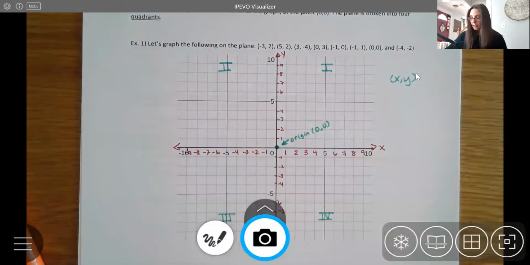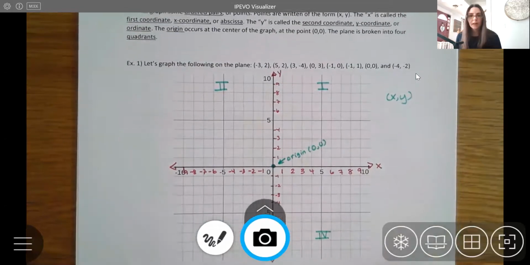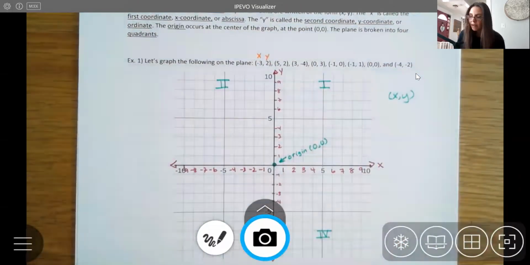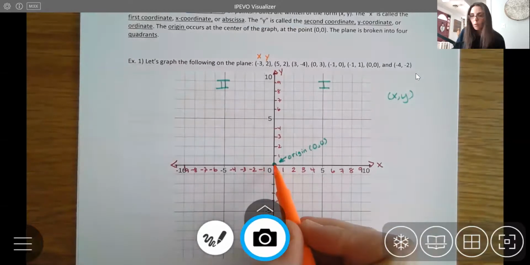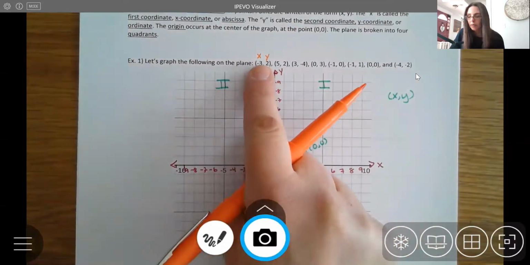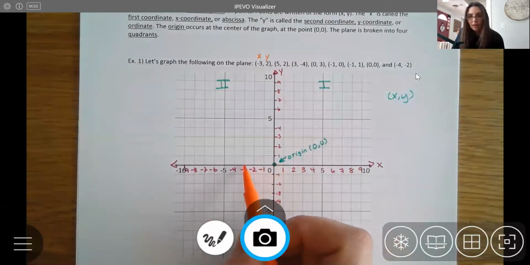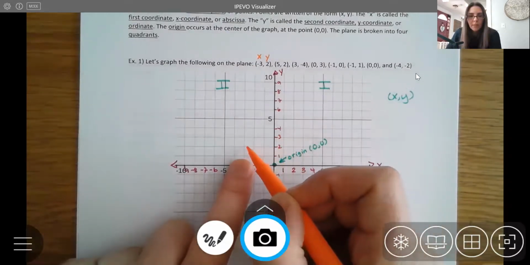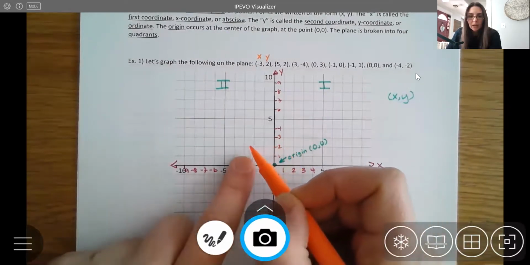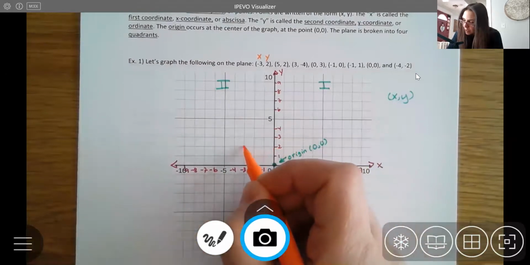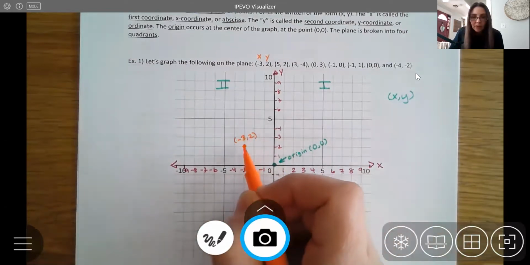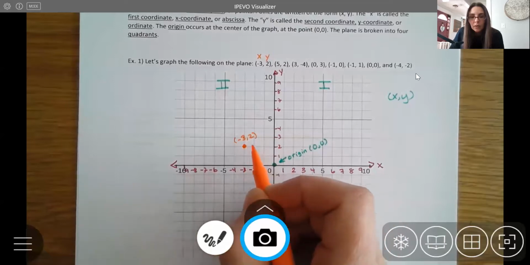All right, let's practice with plotting some points. Our first point here is negative 3, 2. Now remember, your x value is first and your y value is second. In order to graph this, we can start at the origin. Then I'm going to find x equals negative 3 first, which is right here. And then I have y equals 2, which is here. What we do is we match up these lines, and we put our point right at their intersection. So that first point, negative 3, 2, is right here. You can see that it lines up with negative 3 on the x-axis, and it lines up with 2 on the y-axis.